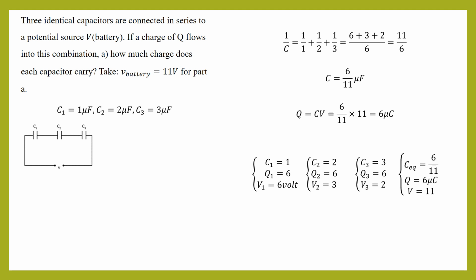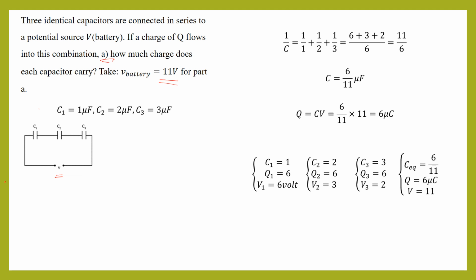We have an example here. Three capacitors, everybody, are connected in series. Potential V is the potential of the battery. If a charge of Q flows into this combination, how much charge does each capacitor carry? So V of battery, everybody, is 11 volt. And capacitances are given as 1, 2, 3 microfarad.